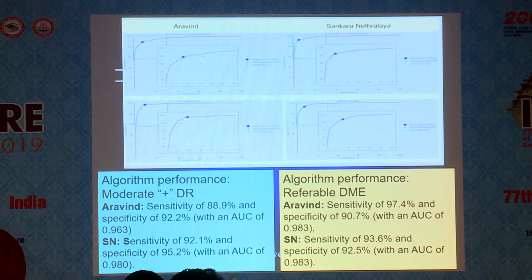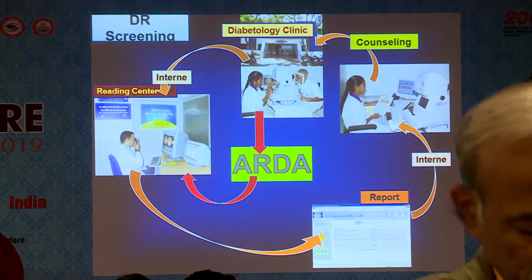Both at Aravind and at Shankar Nethralaya, it was 92% and the specificity 95%. It did work well even for diabetic macular edema, with a sensitivity of 97.4% and specificity of 90% in the Aravind group of images, and in Shankar Nethralaya it was about 93% sensitivity and 92.5% specificity. So it did show that it was doing very well in comparison to the ground truth.